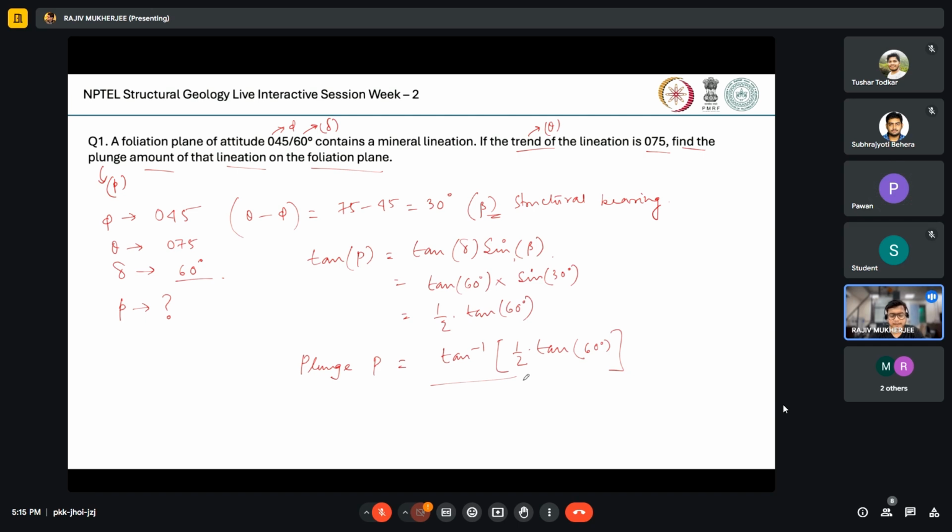So that means 1.732 divided by 2, that will be 0.86. And tan inverse of 0.86 is around 40 degrees, around 40 to 41 degrees. So the angle is 40 to 41 degrees.